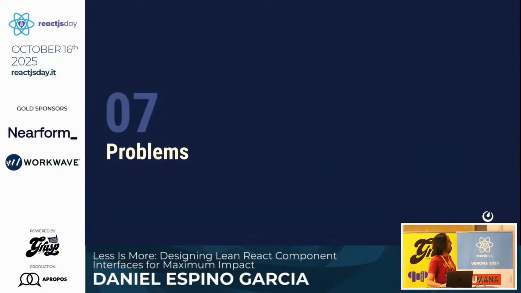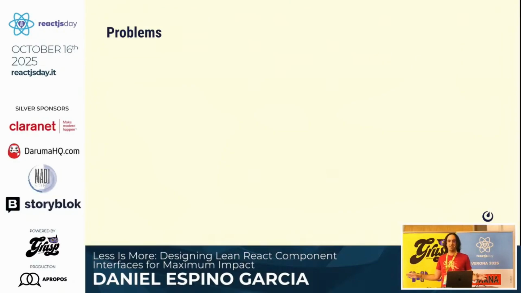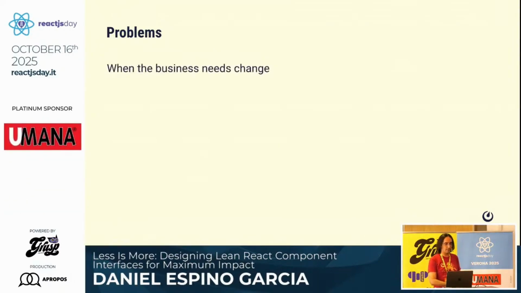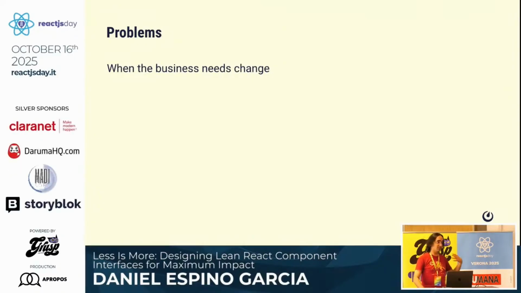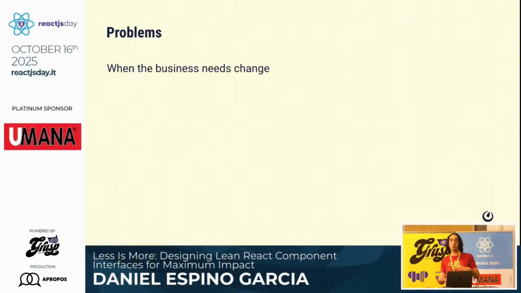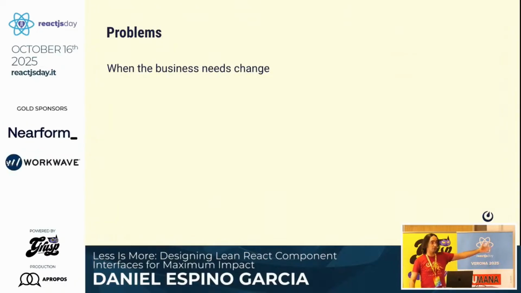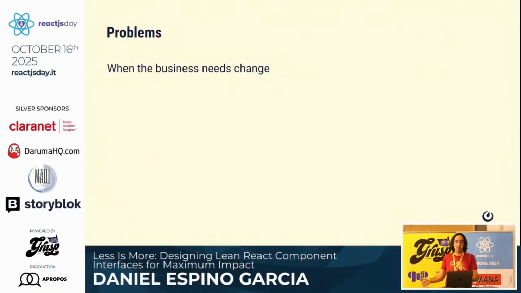And now to the favorite part of everyone, the problems of this. And this has a lot of problems. I'm not going to lie. I mean, this is not a silver bullet. First of all, when the business needs change, you are screwed, because now you have to change the interfaces. You don't have to change only the implementation of what you are doing. You also have to change the interfaces because now you don't need the post. You need something else or something more. And then you will have a lot of work ahead of yourself.